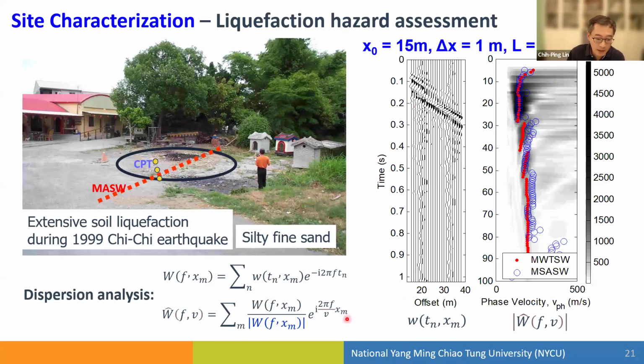We re-examined this data. In the past, we used only the fundamental mode inversion. This is a location that liquefied during the Chi-Chi earthquake. We had a project where we conducted several in situ tests and also a surface wave survey. For the surface wave, the geophone array is only 23 meters long.